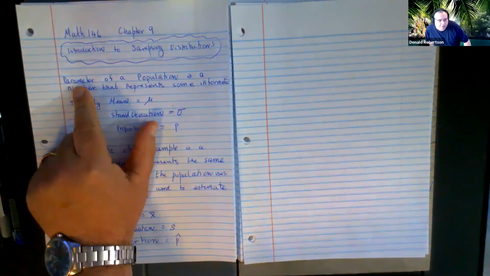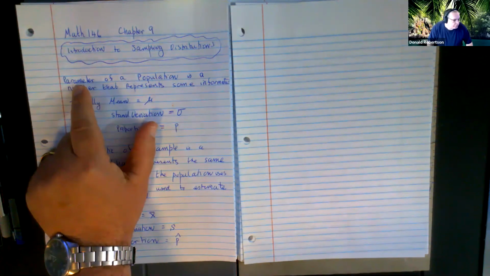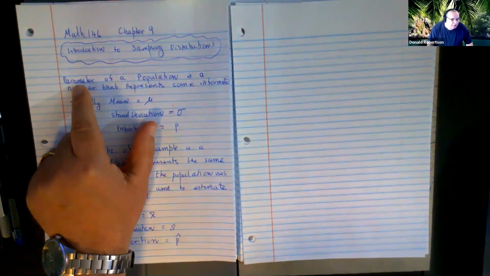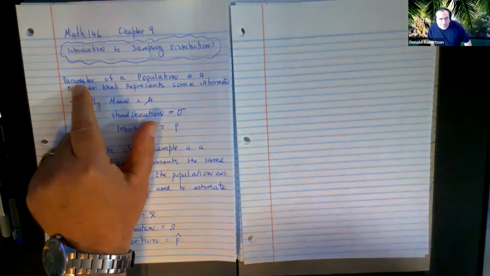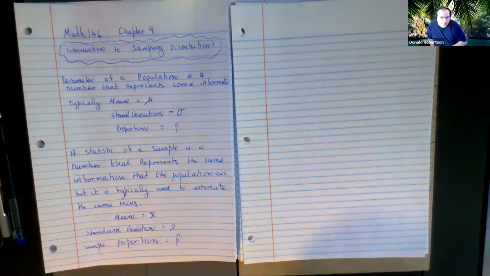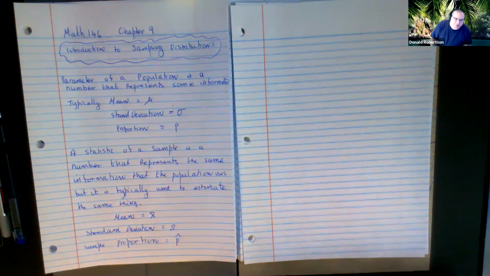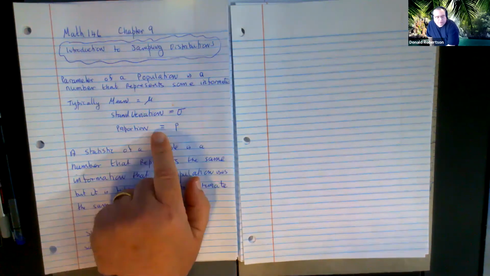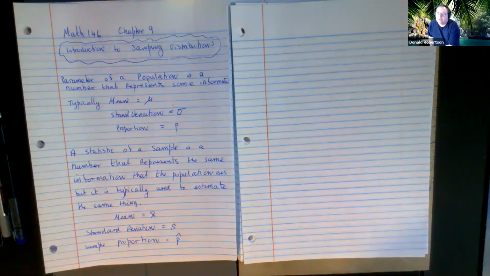If you hear the word parameter being used, then you are talking about a number in a population. So a parameter is basically just some number that represents some useful information. A parameter could be the mean of the population, the standard deviation. It can also be a thing called proportion. I don't think I've mentioned the proportion one.